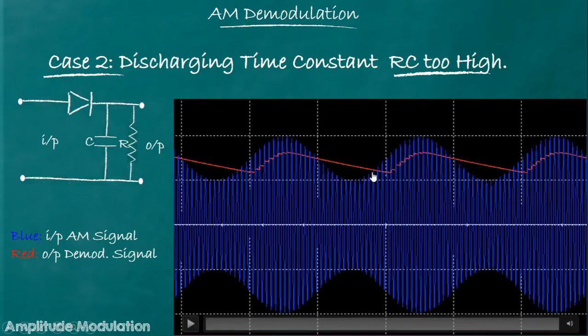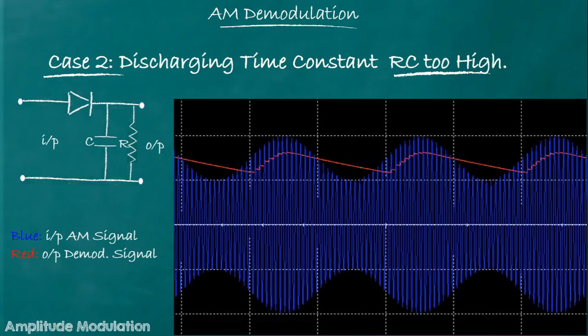Here the shape of the envelope is sinusoidal, but since the capacitor takes too much time to discharge, the output follows the input pattern in the positive cycle, but it does not follow the negative cycle of the envelope. So the negative cycle in the output is getting clipped off. If you take RC too high, the negative cycle of the envelope gets clipped off, and this phenomenon is also known as negative peak clipping.